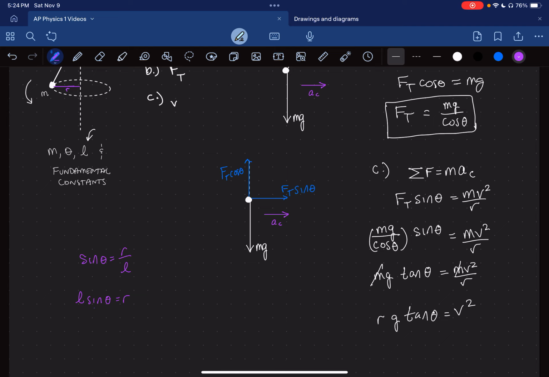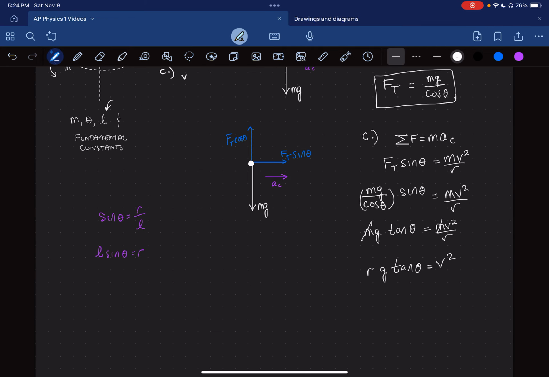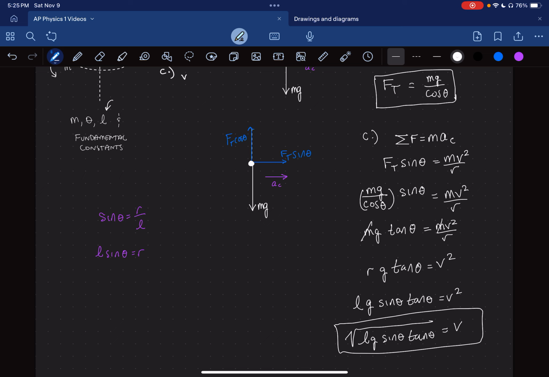And this is in terms of L and theta, so we're going to substitute this into our equation. This is L, sine theta, should say L g, sine theta tangent theta equals v squared. And so we can just take the square root: L g sine theta tangent theta equals v. And that looks good to me.